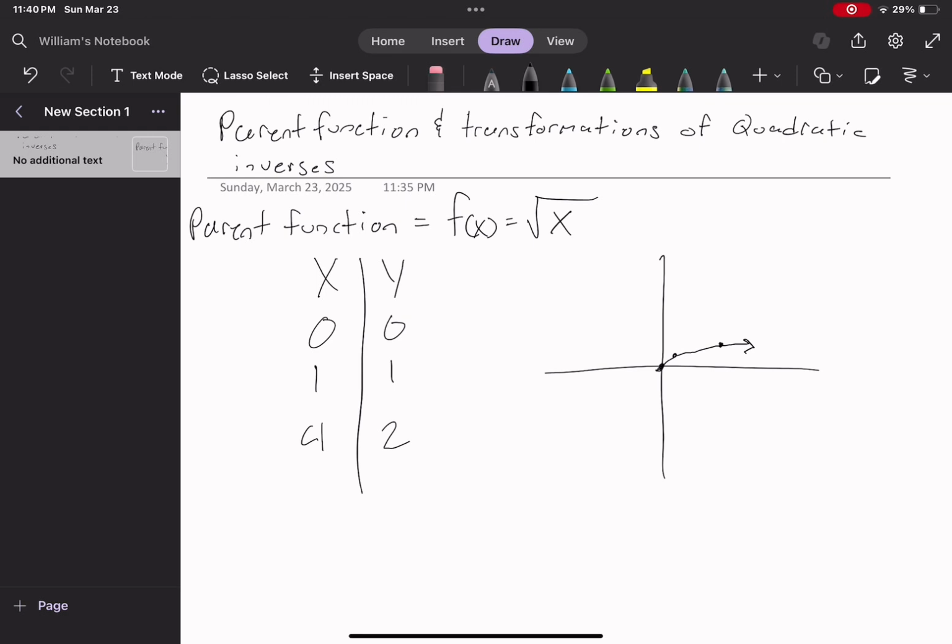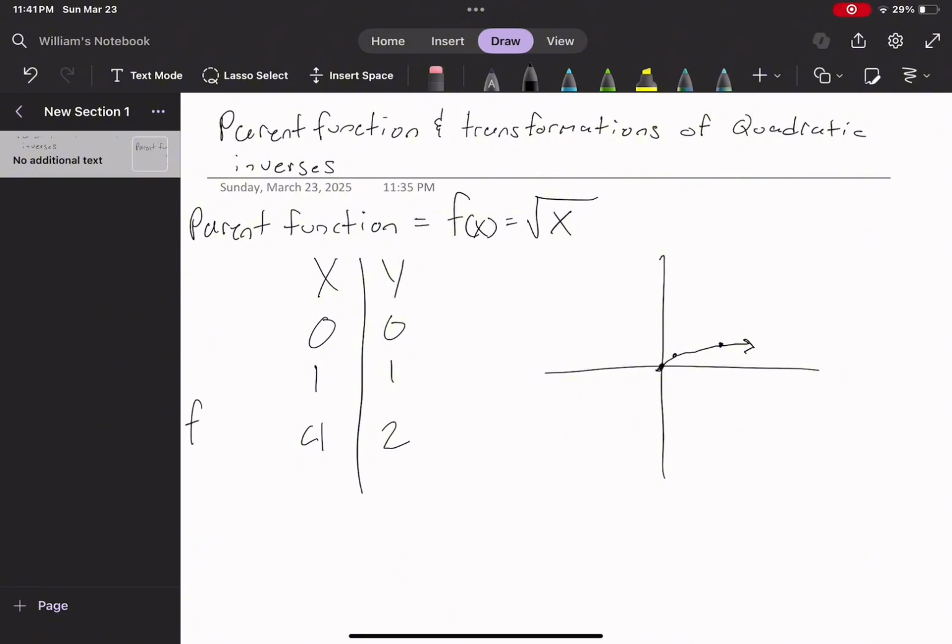Today I'm going to introduce you to the parent function of square root inverses, and also introduce you to the transformations and how to plot them, and what that parent function actually looks like in terms of coordinates. Here, our parent function is f(x) = √x. And here we can see that with our coordinates.